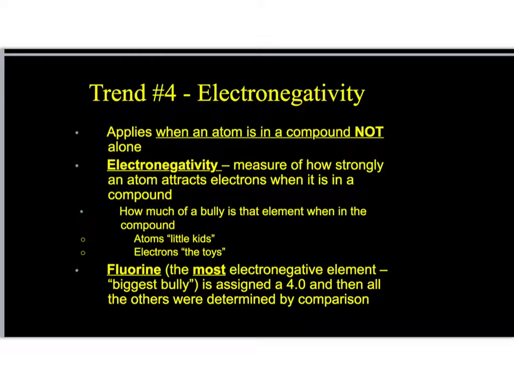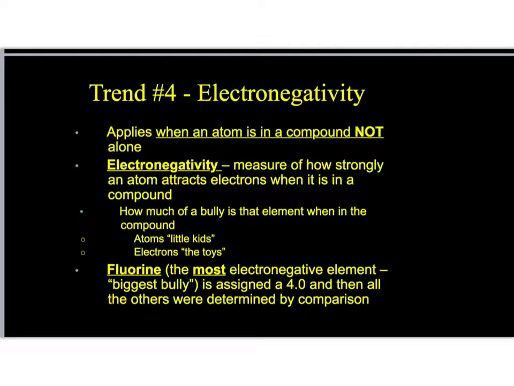Think of your atoms as little kids, your electrons as toys, right? Fluorine is going to be the most electronegative element. It's assigned the number 4, which is the highest. So fluorine's going to want to hog those electrons, right? It's going to be the bully.